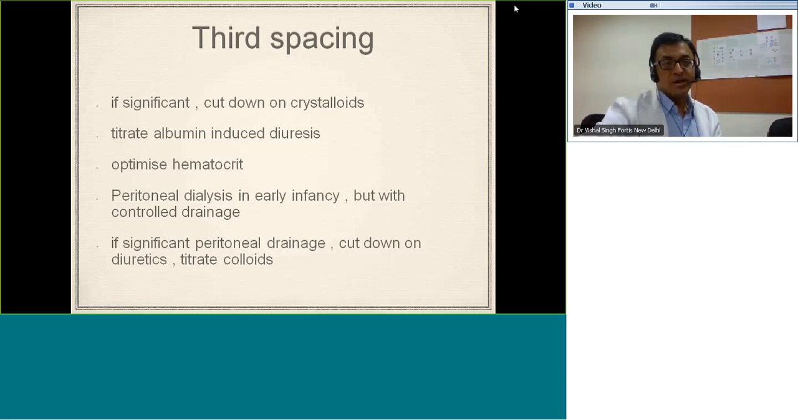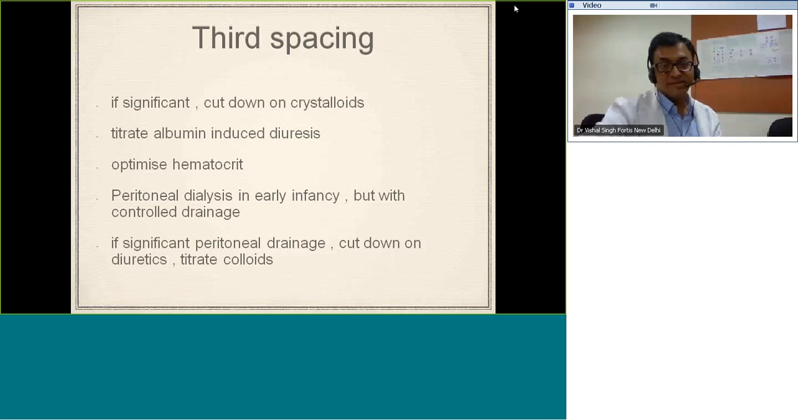You can consider an albumin-induced diuresis, like we use in our unit, where you know that you cannot give too much volume. Your patient is third spaced, but you want to get the albumin level up beyond 2.5. You will always give a 20% albumin, which can be given to the tune of 1 to 2 gram per kg per day, depending on your renal profile.